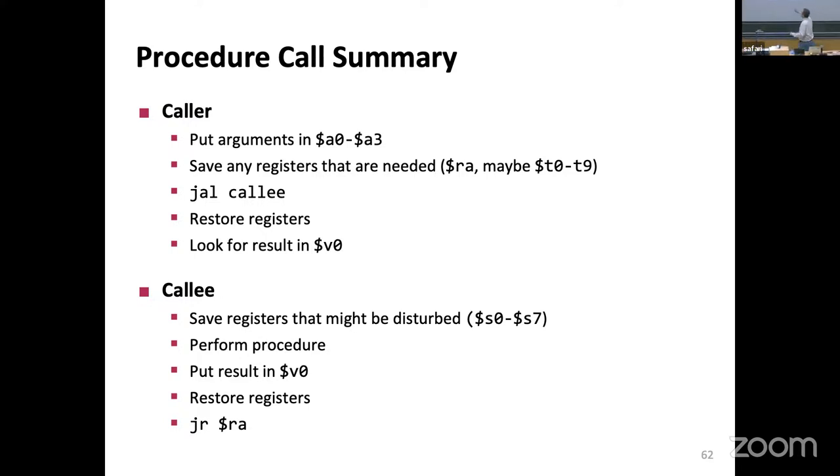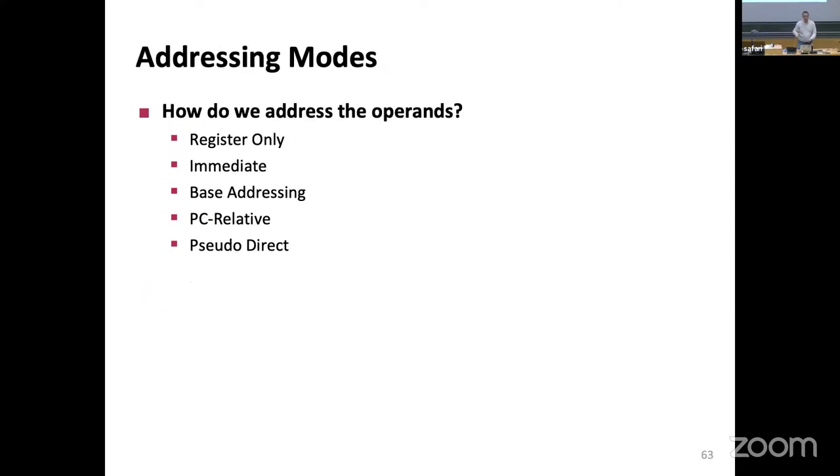As a callee, you have to make sure that you are saving the registers that could be disturbed, perform the procedure. If there's a result, you put it in V0, restore the registers to where they were, reverse this essentially, and then jump back to the return address. Now, any questions before we go on?